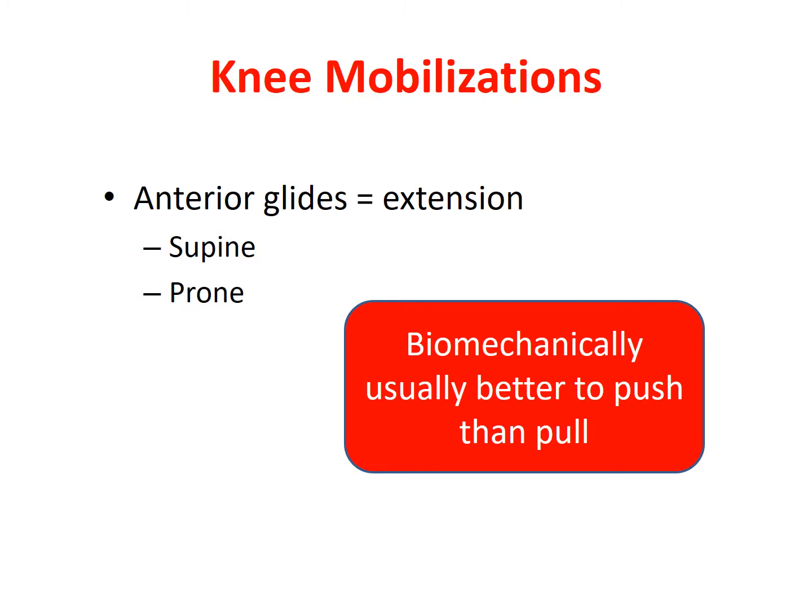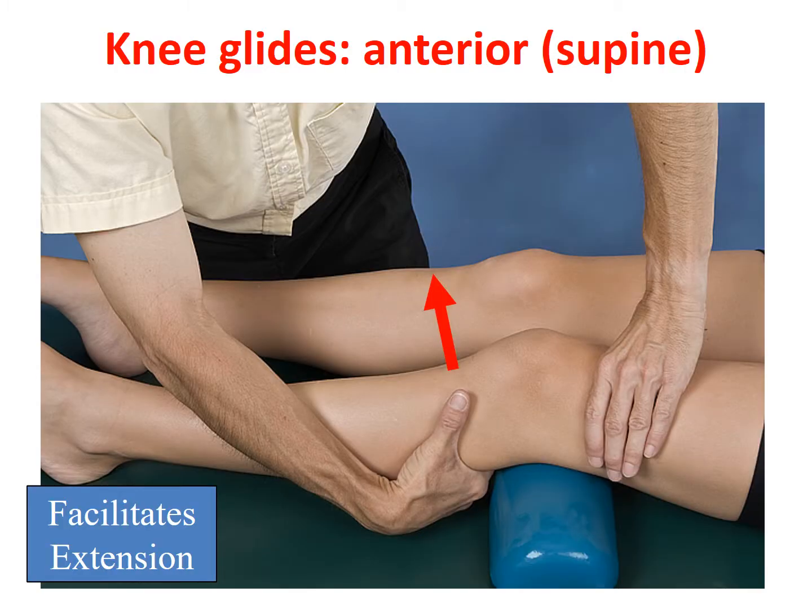Anterior glides are used to facilitate knee extension. They can be performed in either supine or prone. Biomechanically, it's always better to push than to pull. So the prone position would be a position of choice, but not everyone can assume that prone position. So the supine might be a necessity.